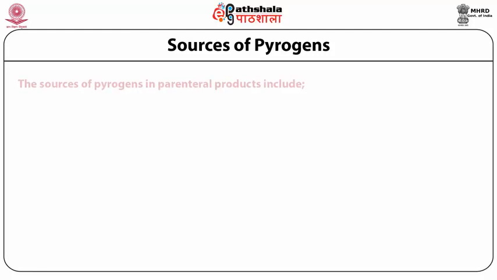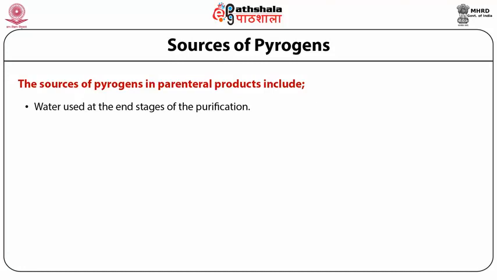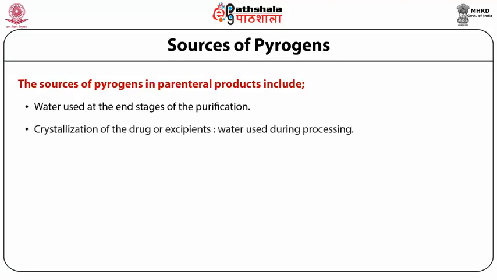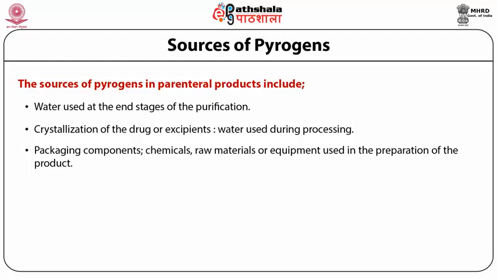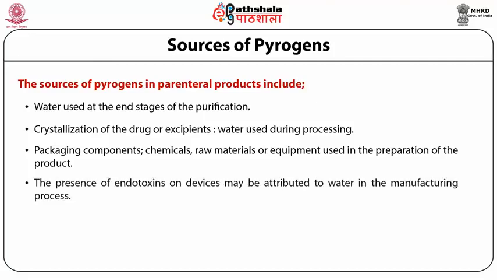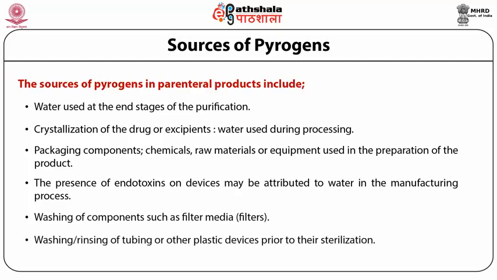Sources of pyrogens. The sources of pyrogen in parenteral products include: first, water used at the end stage of the purification; second, crystallization of the drug or excipients, and water used during the processing; third, packaging components, chemicals, raw materials or equipment used in the preparation of the product. Fourth, the presence of endotoxins on devices may be attributed to water in the manufacturing processes. The fifth one is washing of the components such as the filter media. The sixth one is washing or rinsing of the tubing or other plastic devices prior to their sterilization.